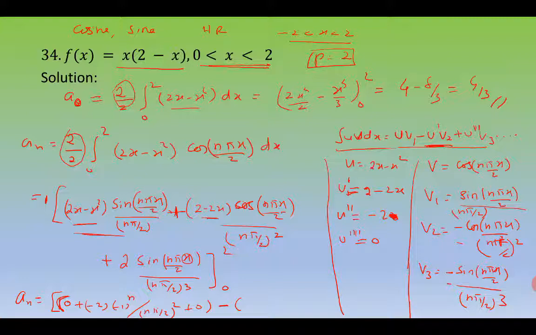X equal to 0 makes the first term 0. X equal to 0 gives only the second term. What is it? 0 plus second term will be 2 times cosine 0, which is 1, divided by n pi by 2 whole square, and third term sine 0 will be 0. So we have terms minus 2.